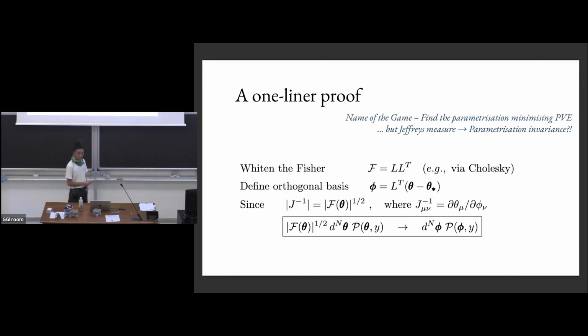Basically, you start by whitening the Fisher matrix. Say you can do a Cholesky decomposition, such that now you can define an orthogonal basis, right? And what you find is that the Jacobian of this transformation is exactly the Jeffreys measure, such that really the Jeffreys measure is what brings you to this space where the measure appears locally flat and your parameters are orthogonal to each other. So you don't have any prior volume effects, right?